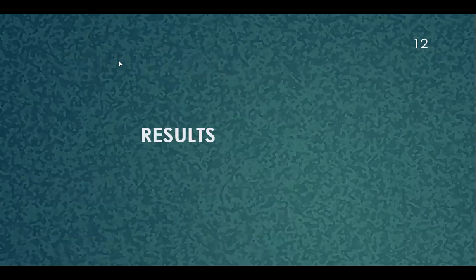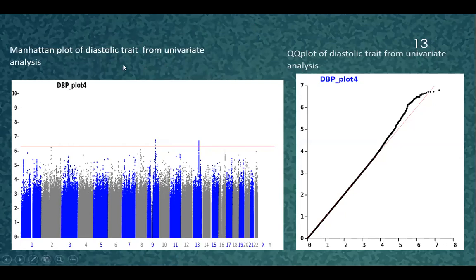This is the diastolic trait GWAS Manhattan plot. The x-axis shows chromosome 1 to 22, while the y-axis indicates the negative log of the p-value of the genetic variant. The red line is a threshold, which shows SNPs having a p-value of less than 5 times 10 raised to the power of minus 7. Already, we can see signals at chromosome 9 and chromosome 13. On the left is a QQ plot.